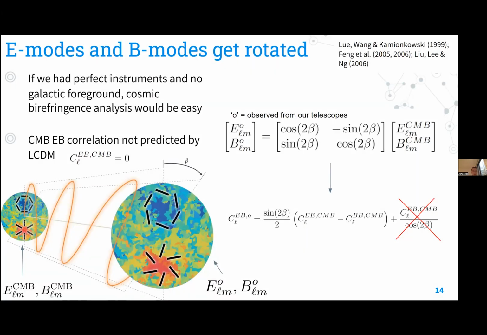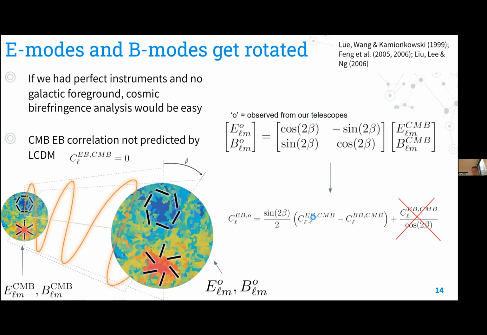So this is how we measure cosmic birefringence, by looking at the CMB. If we had perfect instruments and no galactic foreground, then this analysis would be very, very simple. You take the E and B modes of the CMB, and then you rotate them by a rotation matrix by the cosmic birefringence angle, and you get the observed E and B modes. This is how it looks for our satellites and our telescopes today. And you can then take this equation and derive this equation down here pretty simply, and we can then easily calculate the observed EB power spectrum today.